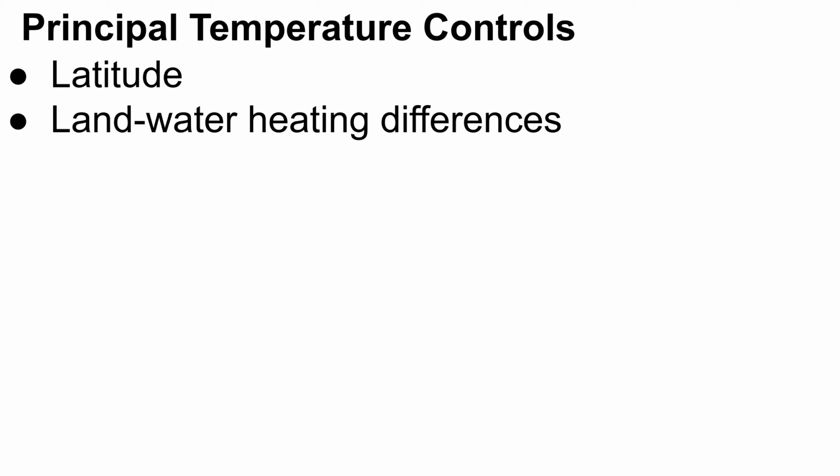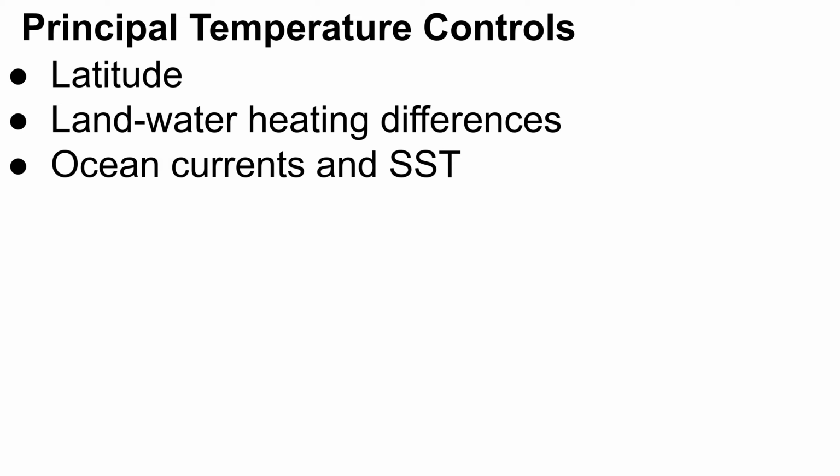So latitude, land-water heating differences. The ocean doesn't change temperature much. The land heats up and cools off really quickly. Ocean currents, we'll look at a map, that'll make more sense. Ocean currents and sea surface temperature.